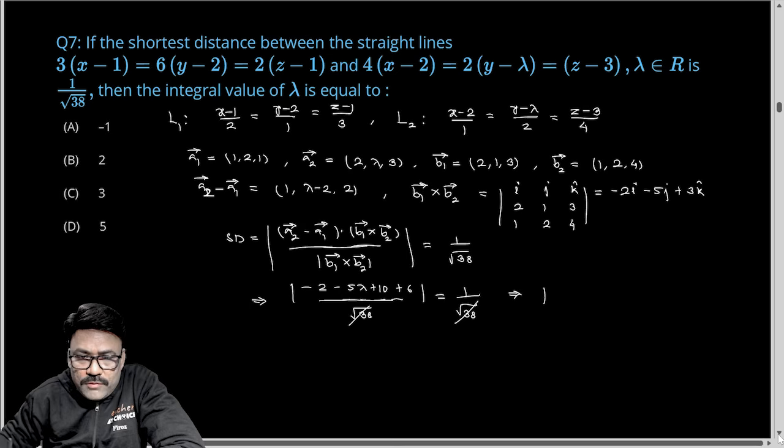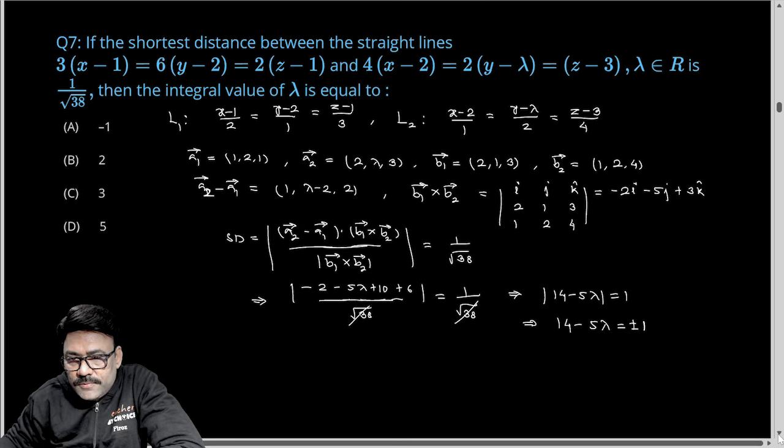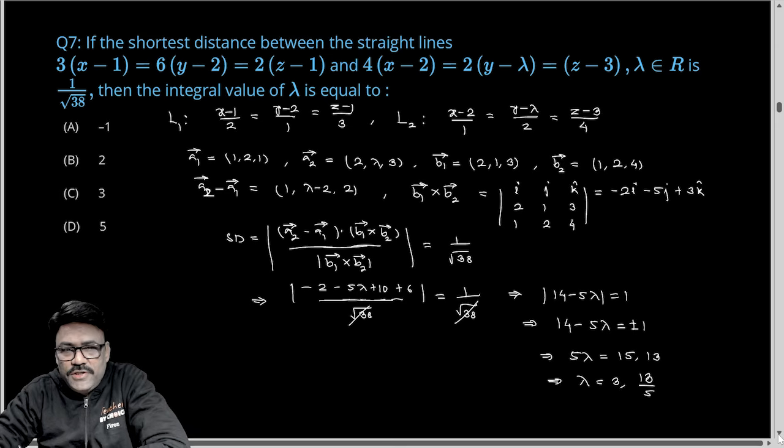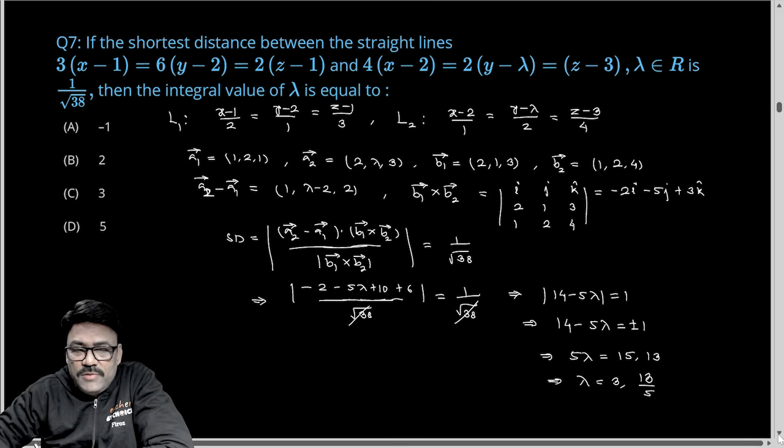Now you are getting what? 10 and 6, 16 minus 2, 14 minus 5 lambda is equal to 1. So ultimately 14 minus 5 lambda is plus minus 1. So this will give you 5 lambda is equal to 15 or 13. So lambda will be 3 or 13 by 5. But they are saying that lambda is an integer. You need the integral value of lambda. So hence 3 will be the correct answer. Integral value of lambda is 3 here.